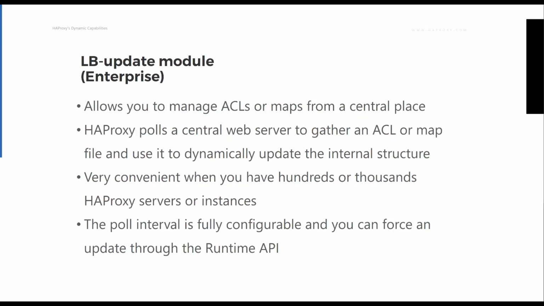One other aspect of how HAProxy is dynamic is something that we call the LB update module, which comes with our enterprise suite. So the LB update module is a simple module that allows you to manage access control lists or maps, which we'll see later, from a central place. It works by having HAProxy poll a central server, which is a web server of any kind, so it can be a simple web server, whatever you're using today in your infrastructure. And it looks for a specific file that contains an ACL or a map, and then it downloads this file, it checks it, validates the file, and uses it to dynamically update the internal structures during runtime.